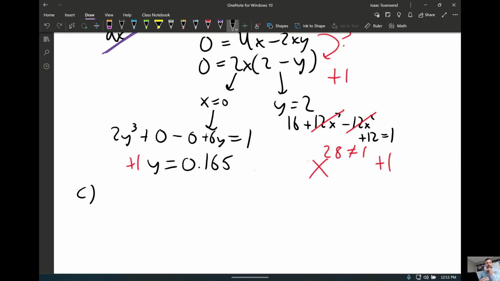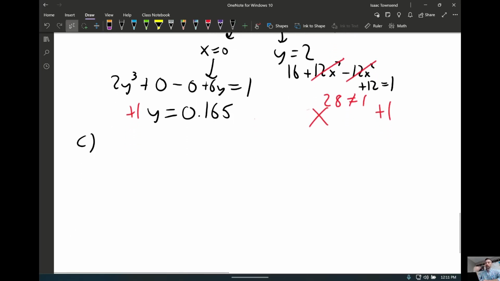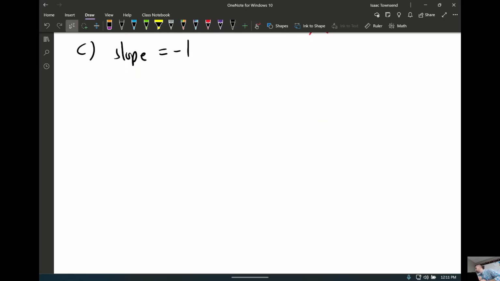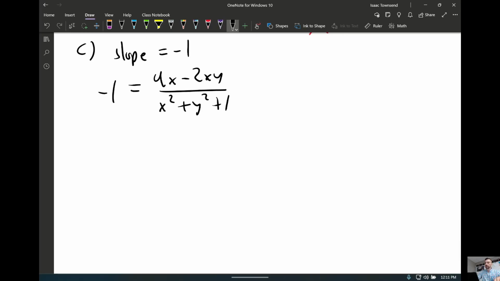Okay, and then the last part says the line through the origin with a slope of -1 is tangent to the curve at point P. Find the x and y coordinates of P. So when he says that the slope is -1, that also means what? Right, so you could set the derivative equal to -1. And based on how this one was set up, they told us the derivative. We don't even have to find the derivative here.